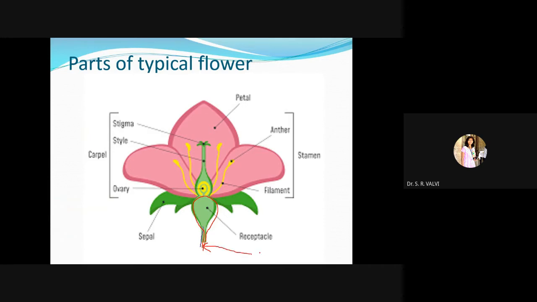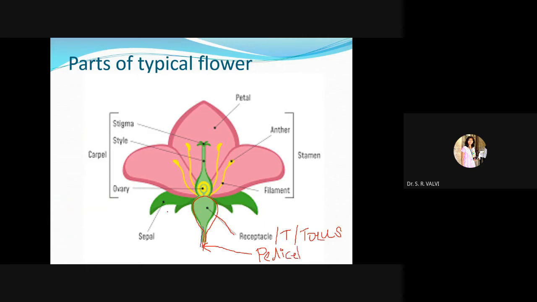The stalk of the flower, we call it the pedicel. I will write here only P, right? The tip of the pedicel is swollen. So this swollen portion is called the receptacle. This receptacle is also called thalamus. It is also called torus. Please do remember all these synonyms of the swollen tip of the pedicel. So the stalk of the flower is nothing but the pedicel.